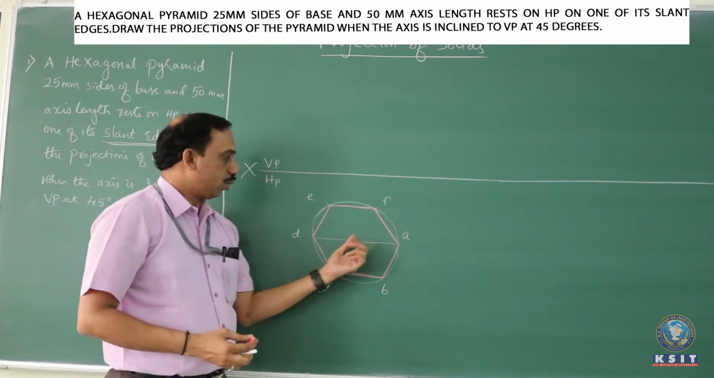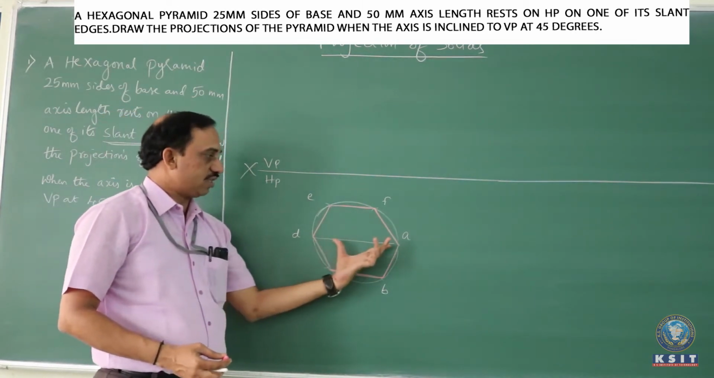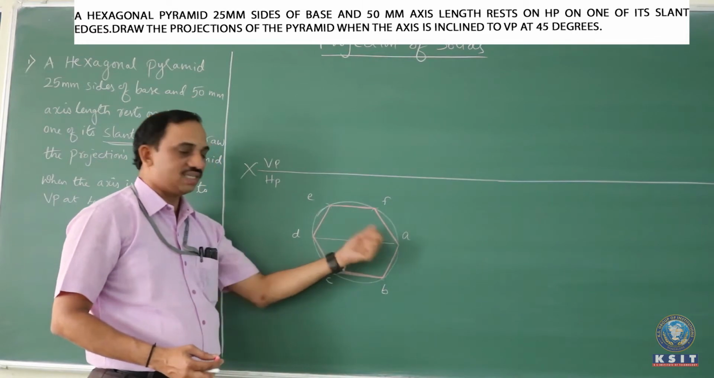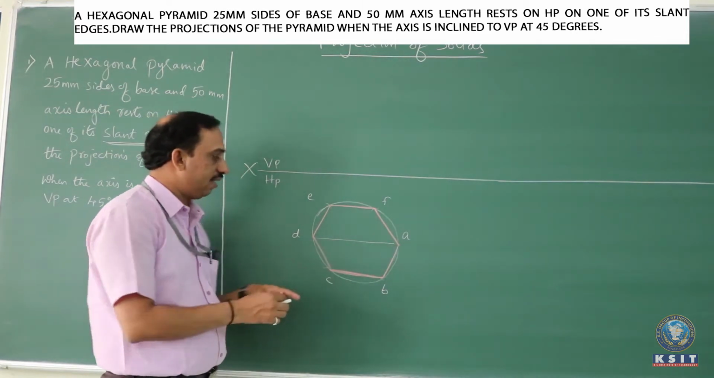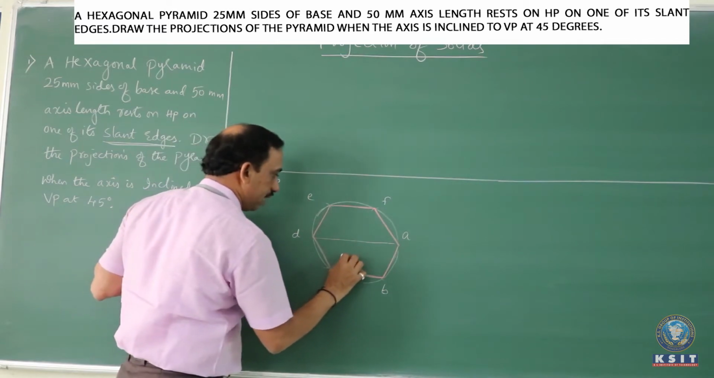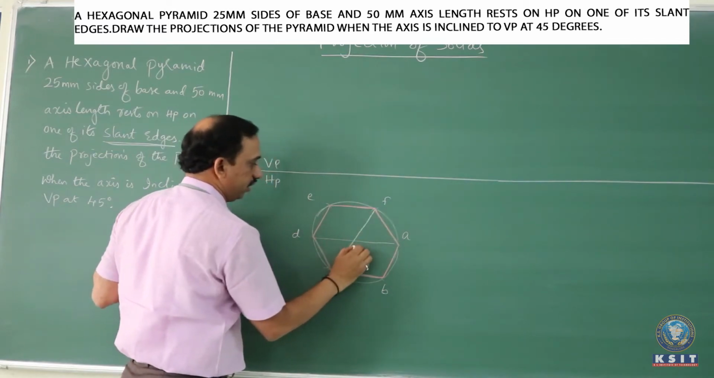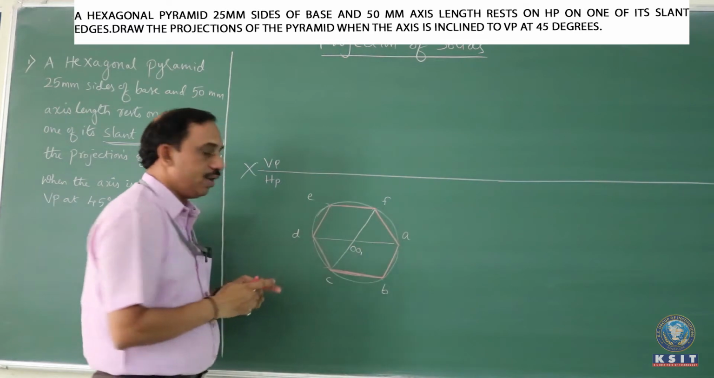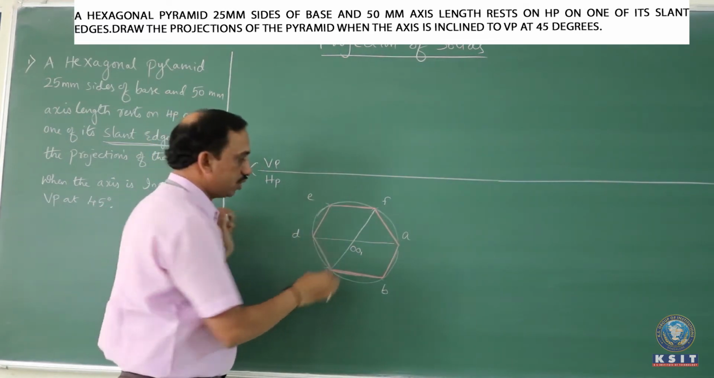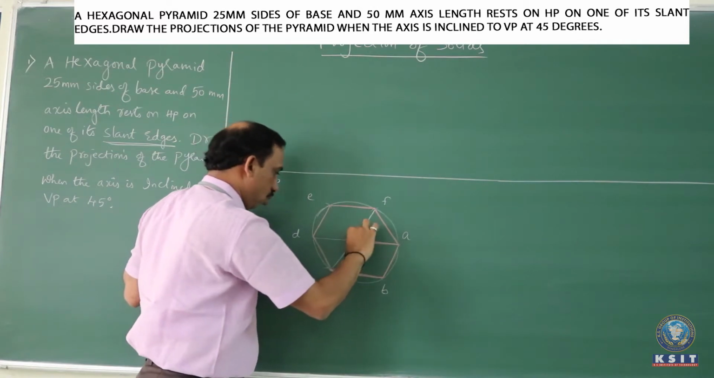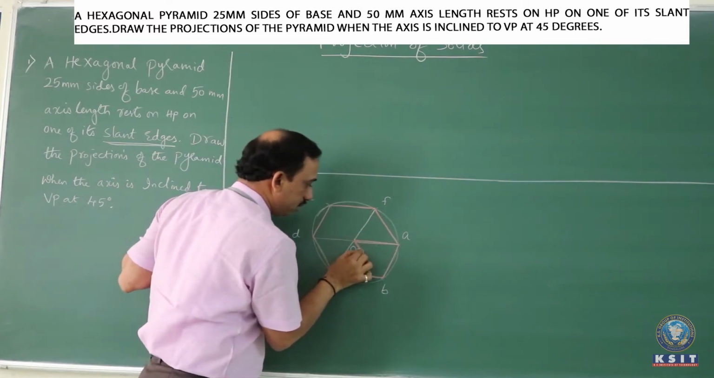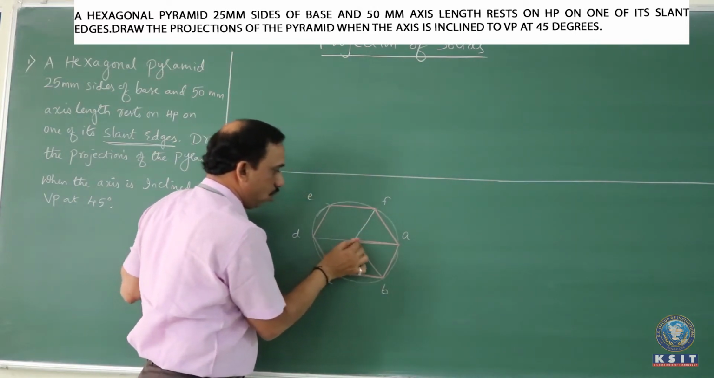To proceed further, we should have the axis. First, find out the center of this hexagonal face by connecting two of the diameters. One diameter we already have, so join the other diameter. The intersection of these gives you the center, which is O1. Now start forming the slant edges. Connect O to A to form one of the slant edges. Connect O to B. By doing this, you get the first triangle OAB.